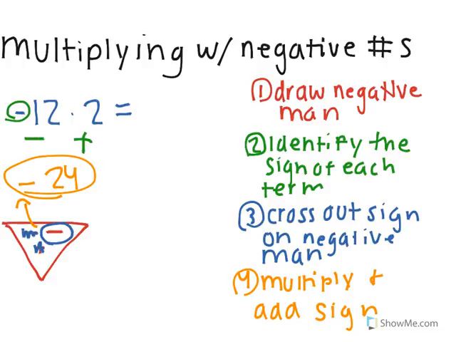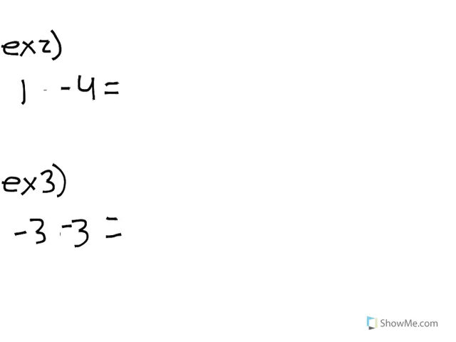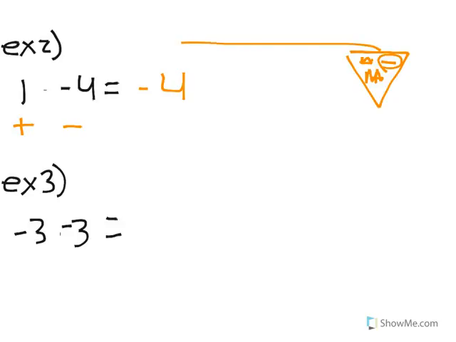Now, here's some examples, and I'll work them out with you. So my step 1 is to draw a negative man. I'll just do this one first. So this is a positive number, that's a negative. So I'm going to cross out the positive and the negative. Multiply them normally, 4. Add the negative sign from negative man, so I know it's negative 4.